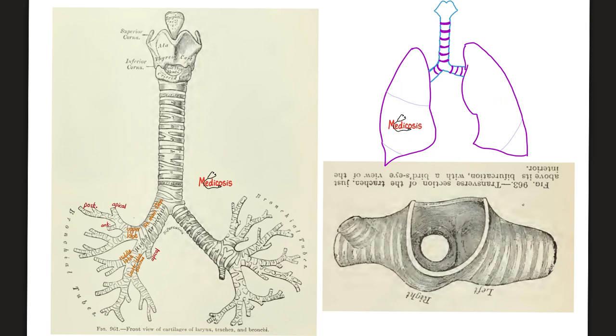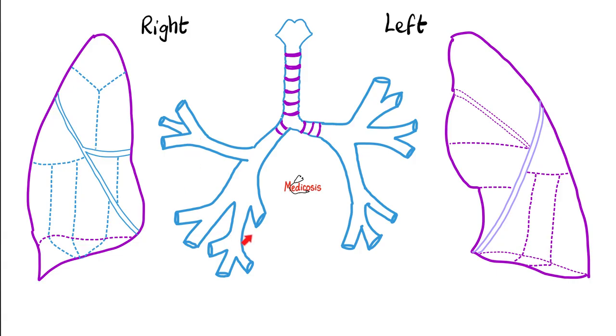So in total, both of your lungs have how many lobes? 1, 2, 3, 4, 5. 5 lobes in total. Therefore, when you put your stethoscope on the patient's chest, you need to listen to the 5 lobes. On the right side, this is for the upper lobe, middle lobe, and lower lobe. For the left side, you only need upper lobe and lower lobe.